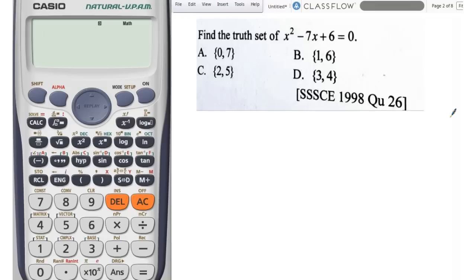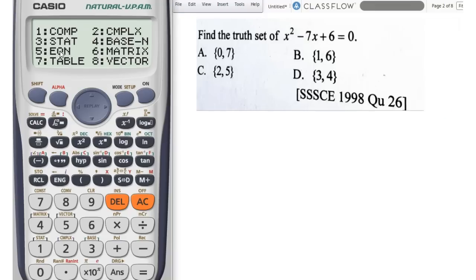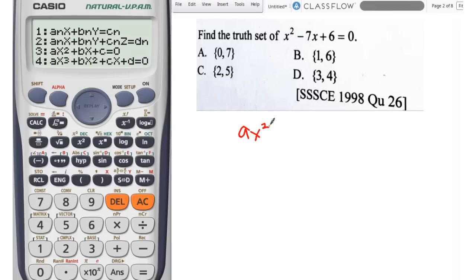Let's go into it. So we have our calculator right here. You go to the mode, you see equation, the EQN, that's the equation option 5. Go to option 5. In option 5, we have various types of equation over here, but you have to know what the standard form of a quadratic equation is. It's ax squared plus bx plus c equals 0. This is the standard, so you have to know. So we are using option 3. You select your 3 from here.